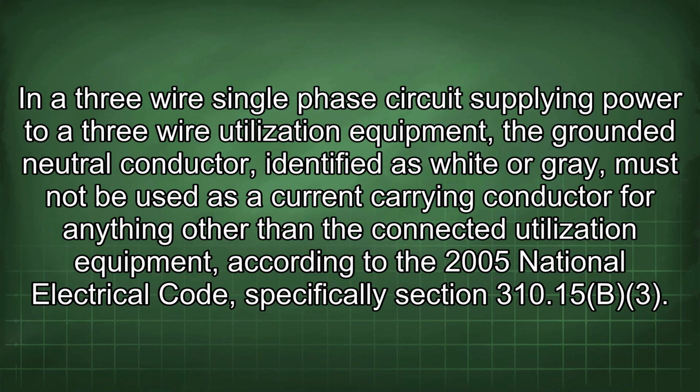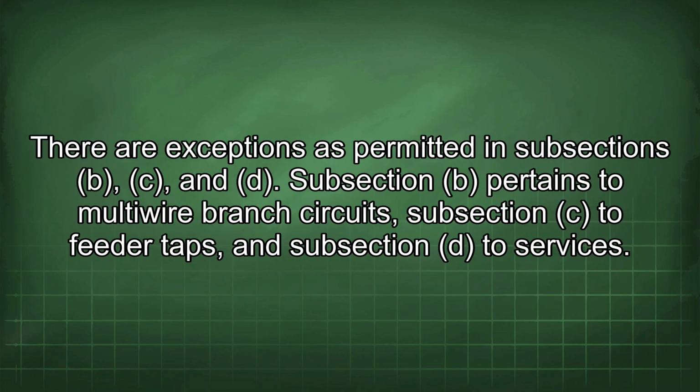In a 3-wire single-phase circuit supplying power to a 3-wire utilization equipment, the ground and neutral conductor, identified as white or gray, must not be used as a current-carrying conductor for anything other than the connected utilization equipment according to the 2005 National Electrical Code, specifically Section 310.15(B)(3). There are exceptions as permitted in subsections B, C, and D.